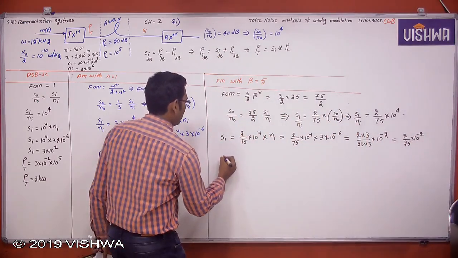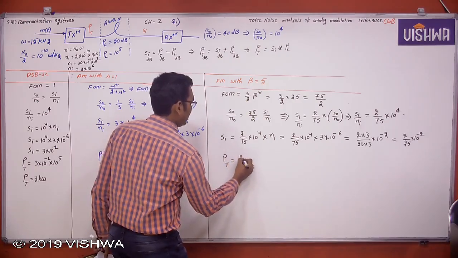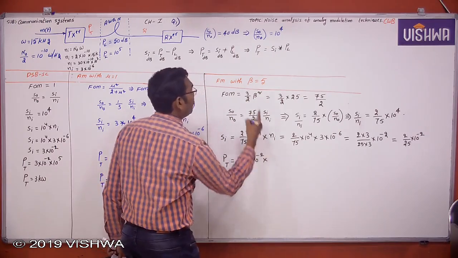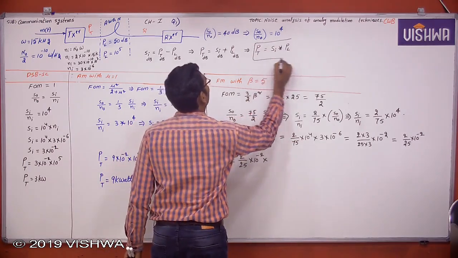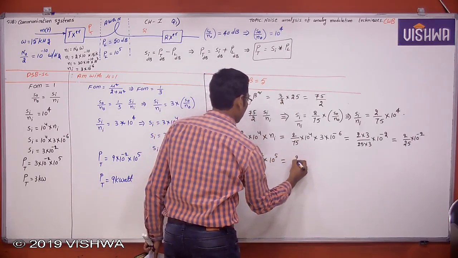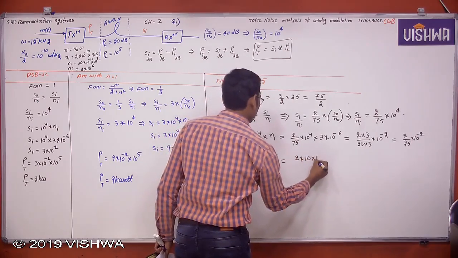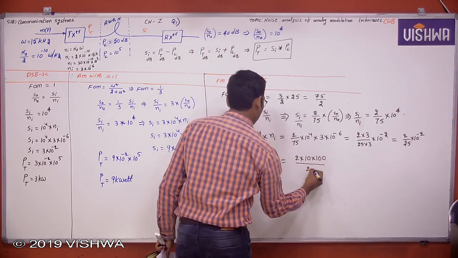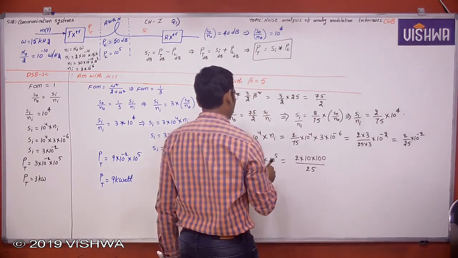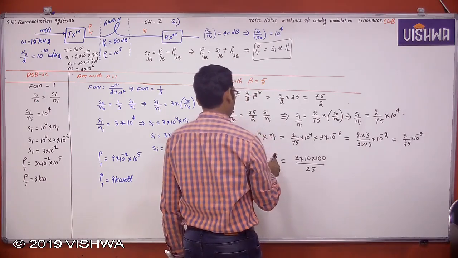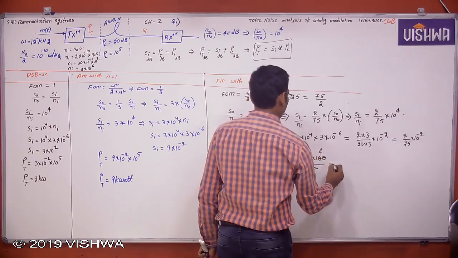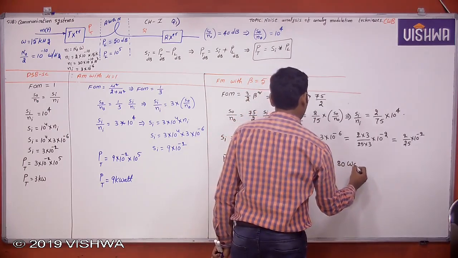Therefore, what is the total power? Total power is nothing but SI, 2 by 25 into 10 power minus 2, into power loss. What is the power loss? Power loss is 10 power 5, which gives 2 into 10 cube by 25. Now which is equal to 80 watts.